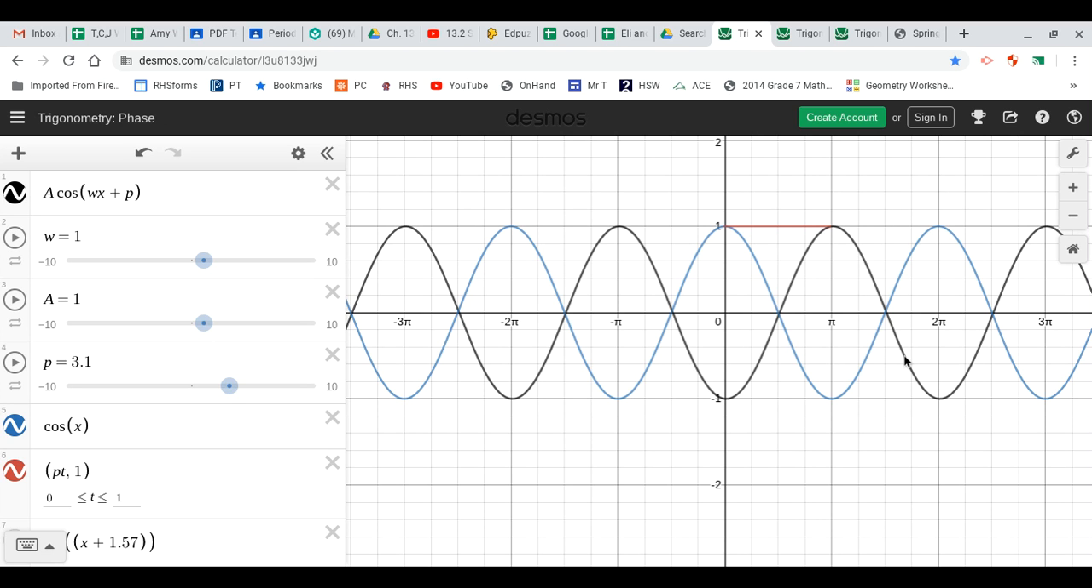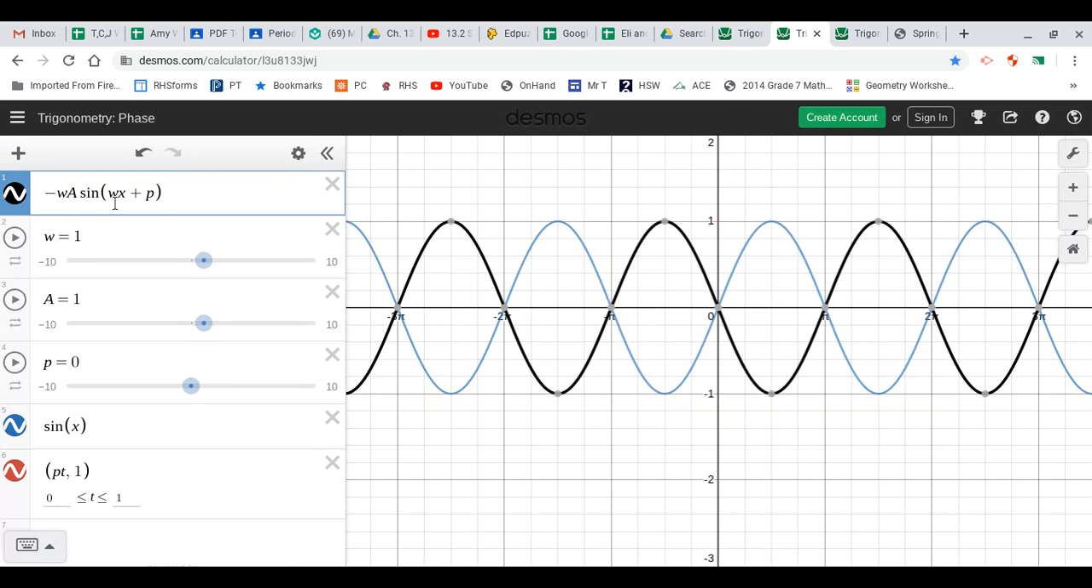So the phase shift main point is you could write a cosine function like a sine function or vice versa. And all that really does is change what position you are on the graph at time t equals 0. And we often do that.